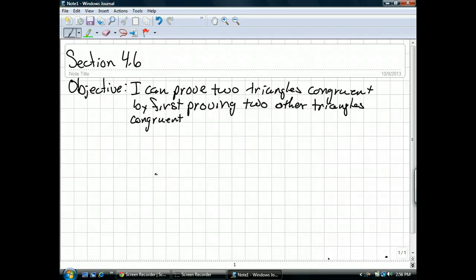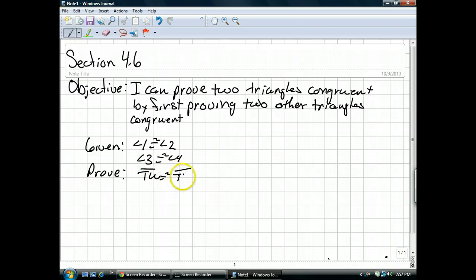Section 4.6, our objective today is I can prove two triangles congruent by first proving two other triangles congruent. So let's look at the type of problem we're going to do. Our given in this problem is that angle 1 is congruent to angle 2. Angle 3 is congruent to angle 4. And what I want to prove is that segment TU is congruent to segment TW.